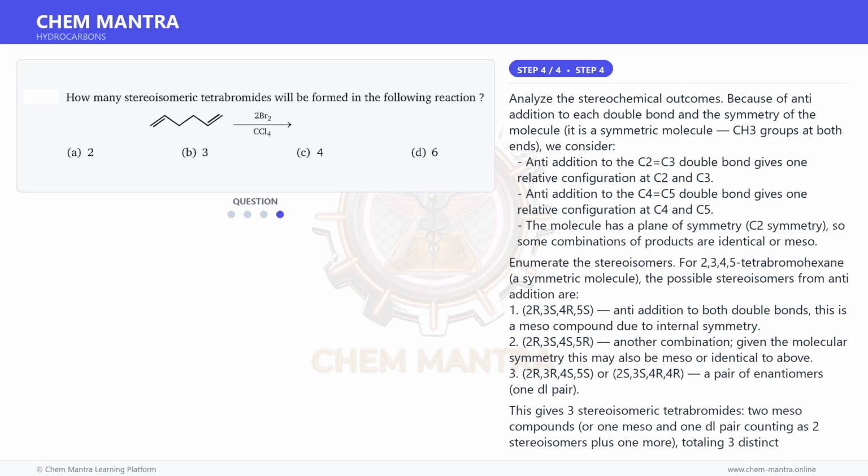Why not other answers? Option A, 2, undercounts, it misses 1 stereoisomeric form. Option C, 4, and D, 6, overcount because molecular symmetry reduces the number of distinct stereoisomers. Some would be identical due to the symmetric nature of the molecule.